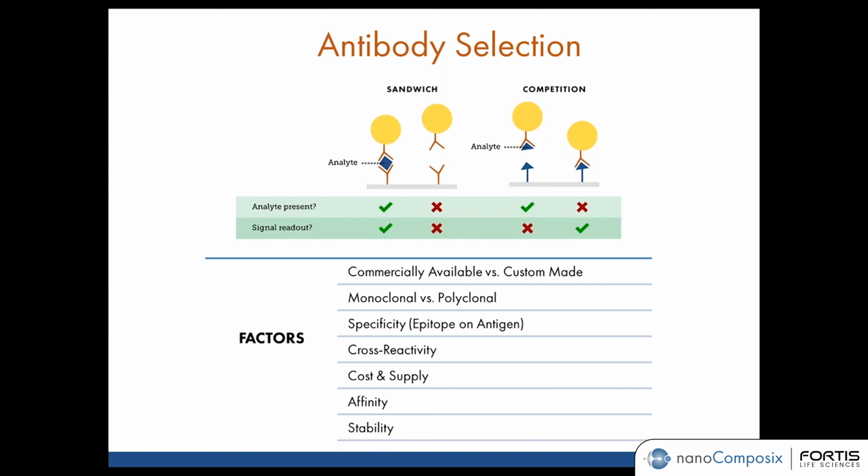You can carefully read any supplier information about cross-reactivity and purity. Cost and supply can also be an important thing to consider at the early stages of development before investing a lot of time and resources. Affinity, which really needs to be tested empirically to determine if your antibody has a high enough affinity to bind the analyte in the lateral flow format. And lastly here is stability. Some antibodies are more stable than others, which make them easier to work with for development.